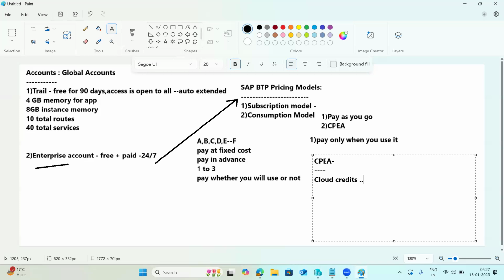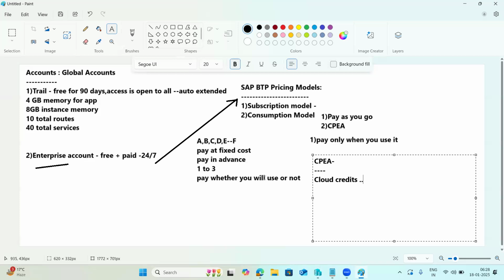If it is a large customer planning for larger innovations, then they can go for the CPEA. Here you will get a discount, but an annual investment plan is required. There is a commitment, so you get the discount and flexibility for all the services at any time. You can deactivate and activate the services here. Okay, that is the BTP pricing model.